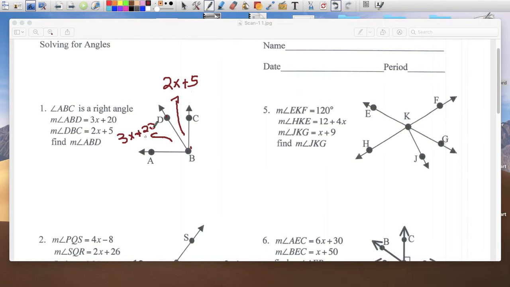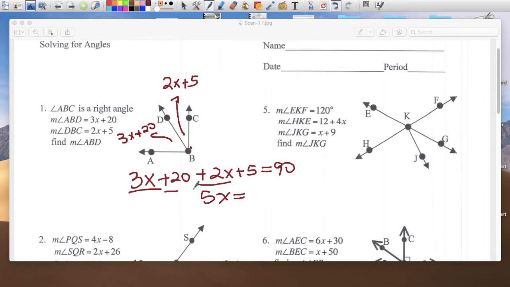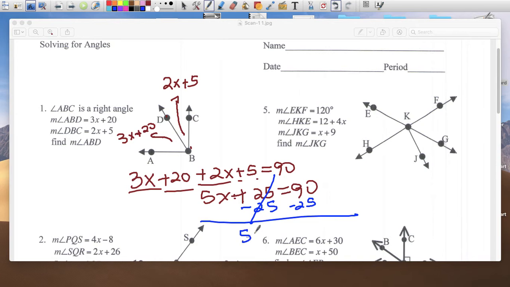Now, they're complementary. I know that the sum of those two angles equals 90, so set up your equation. 3x plus 20 plus 2x plus 5, and that should equal 90. 3x and 2x equals 5x. 20 plus 5 equals 25, so I'm just combining like terms right now. 5x plus 25 equals 90. Subtract from both sides, minus 25, minus 25. So 5x equals 90 minus 25, which is 65. Divide by 5, x equals 13.